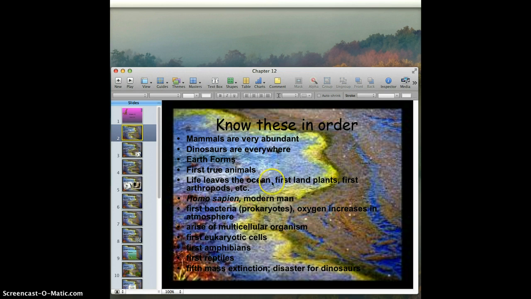I think it's pretty obvious. The first one is that Earth forms. But then after that, what happens when? Okay, and I don't expect you to know the dates of these things, how many millions of years ago, but I do expect you to know whether mammals are very abundant first or the dinosaurs are everywhere first. Which of these two happened before the other? And so there's a long list here.